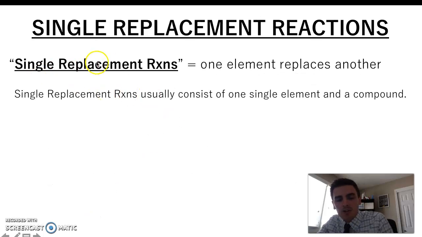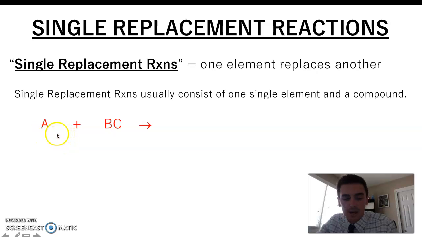Single replacement reactions are where one single element usually replaces another. You'll see why we call it single replacement, because usually we're going to have something come and replace another ion in that compound. Usually they consist of one single element and a compound, and that makes sense because that single element is going to go replace something. So a lot of textbooks will use this little example here.